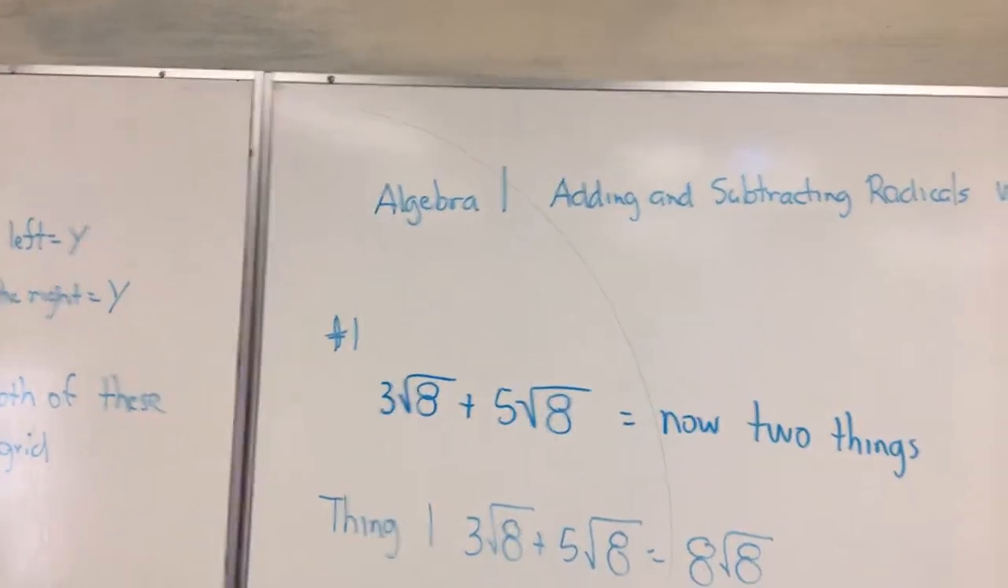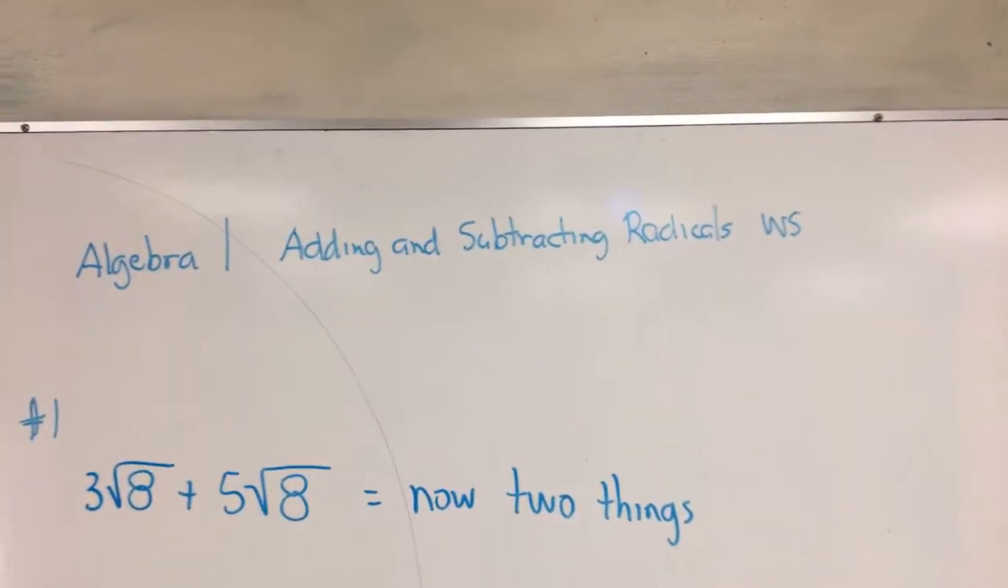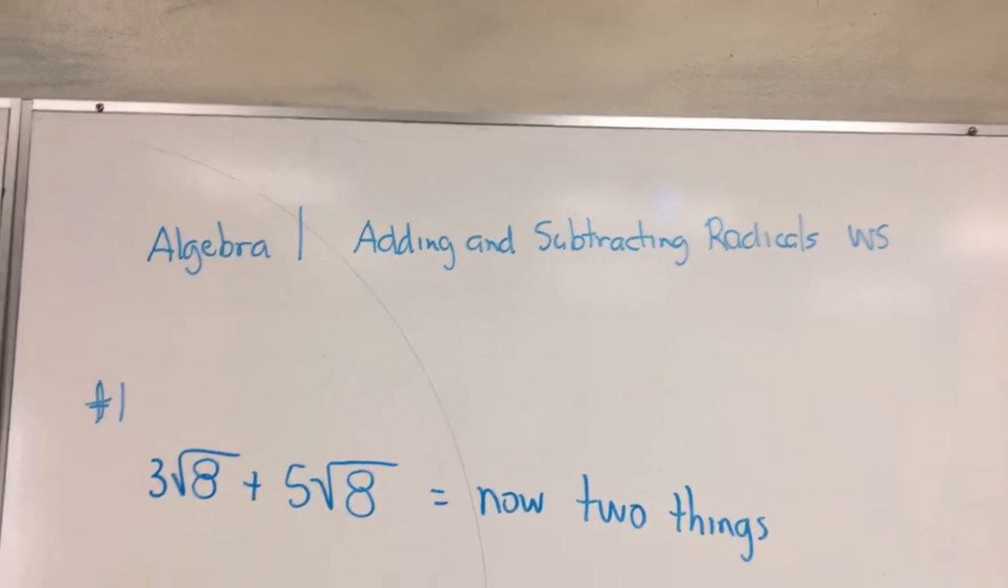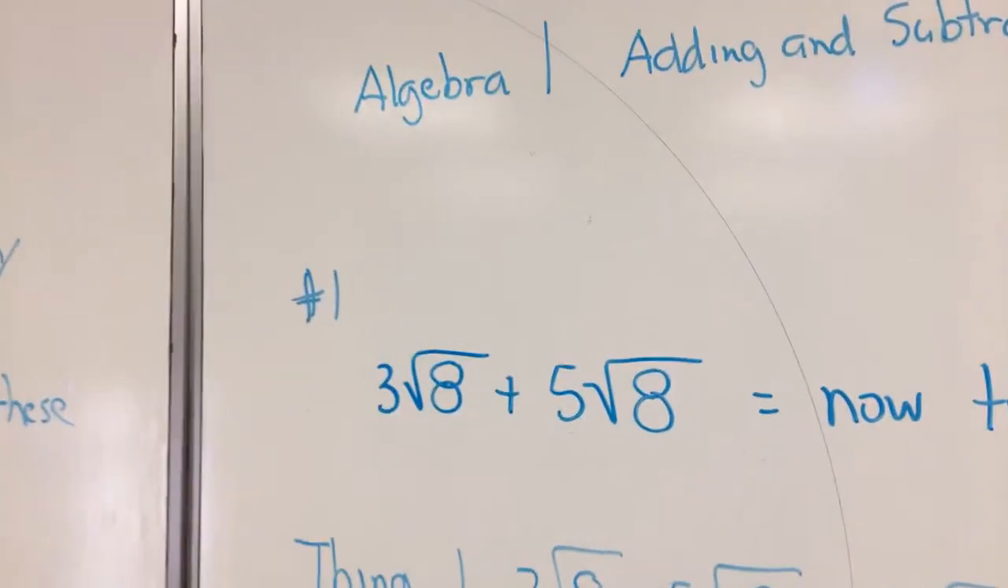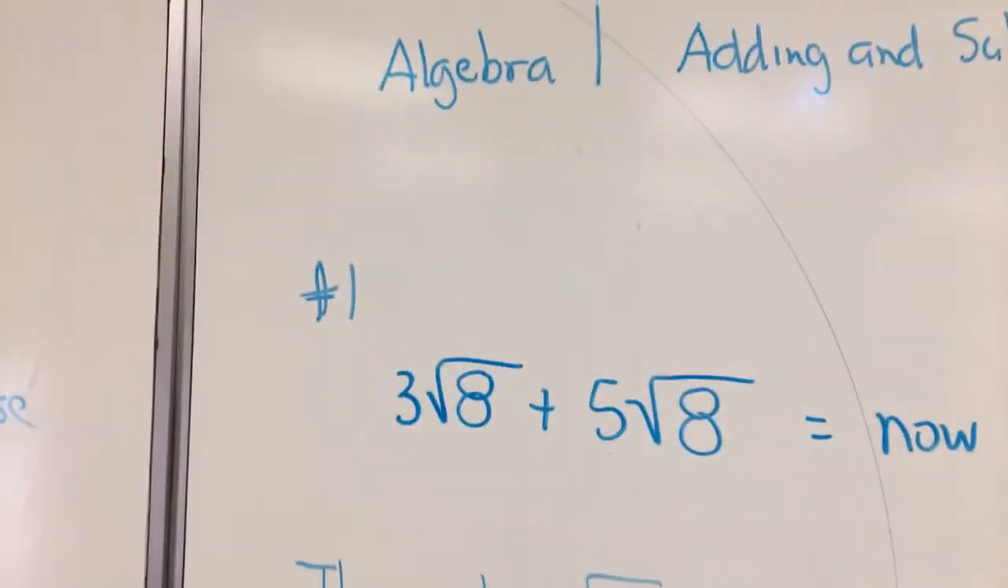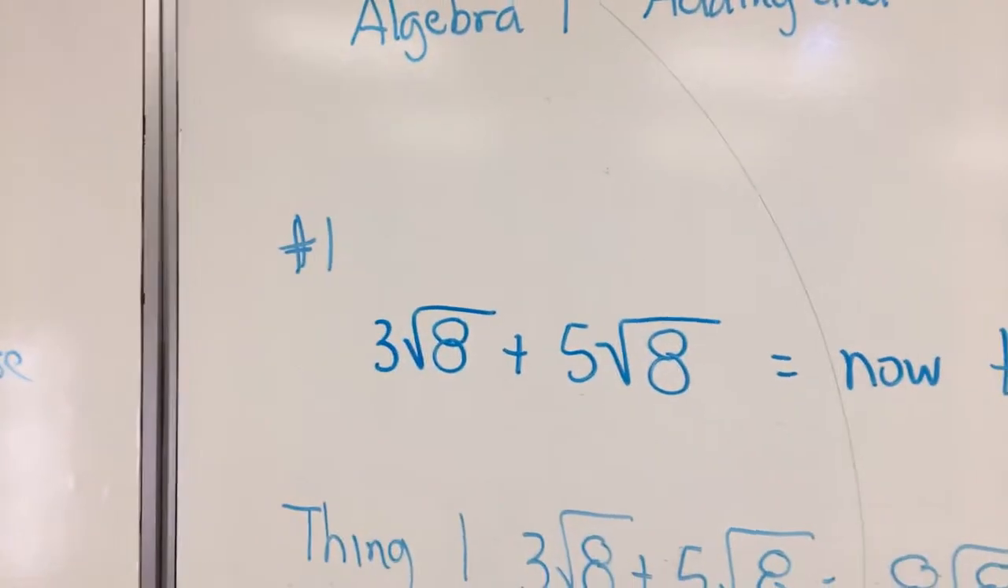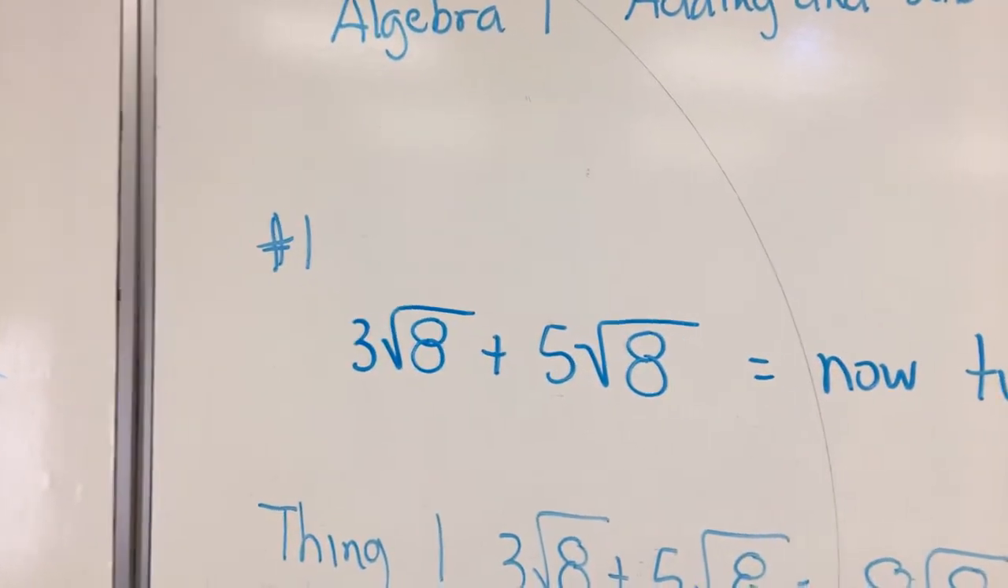Okay, so here it is. Algebra 1, adding and subtracting radicals. Here we get to add and subtract radicals. So problem number 1 looks sort of like that. It says 3 square roots of 8 plus 5 square roots of 8.